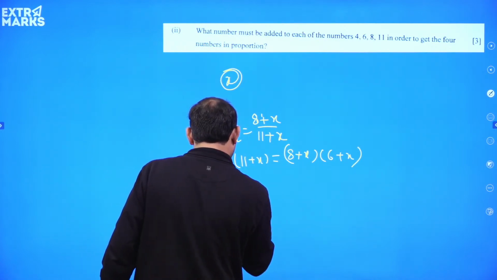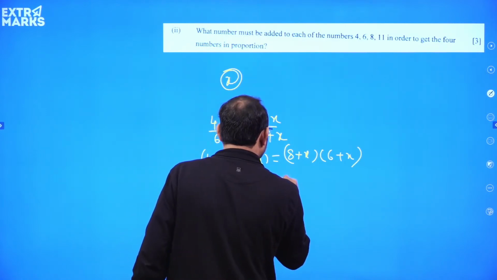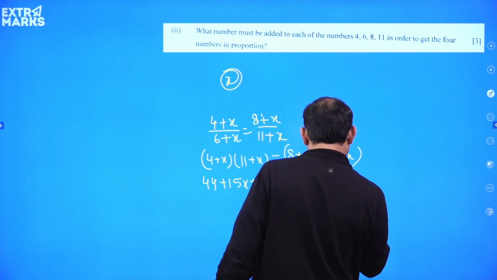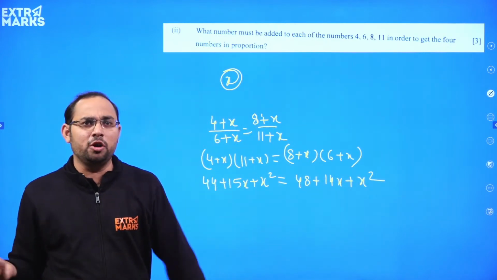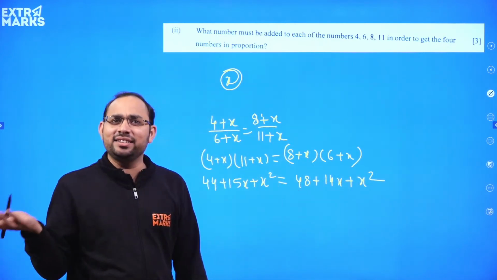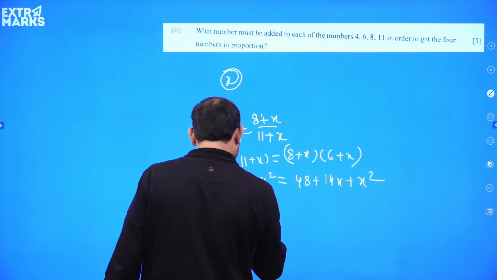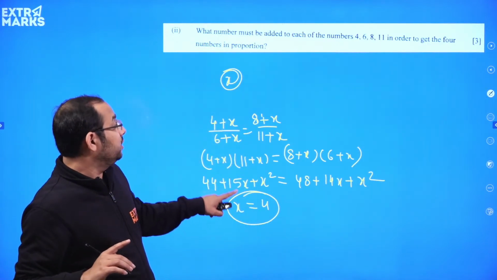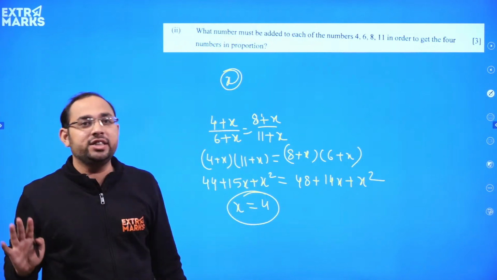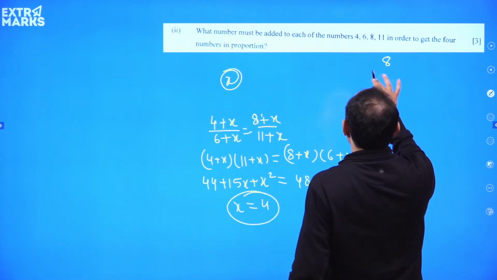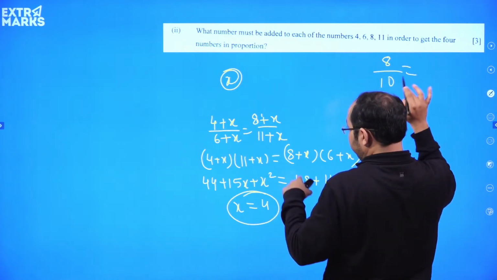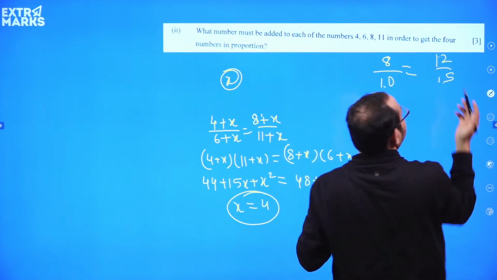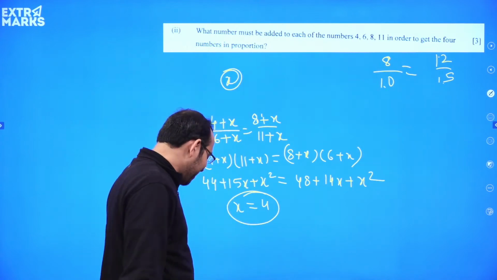44 plus 11 plus 4, 15x plus x square equal to 48 plus 14x plus x square. Now x square is on both sides, gone with the wind. Bring it to LHS, cut the x square, you will get x equal to 4. So that is your answer. Now in exam, if such answer comes, if you want to cross check, put x equal to 4 and check. So 4 plus 4, 8. 6 plus 4, 10. 8 plus 4, 12. 11 plus 4, 15. This is 4 by 5, this is 4 by 5. Done. Simple. Okay. It was simple, right?